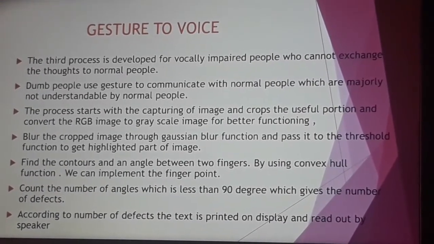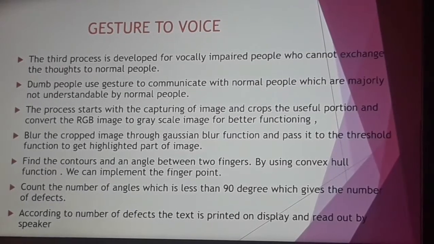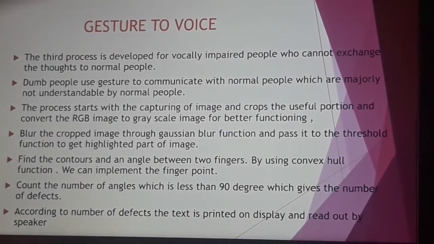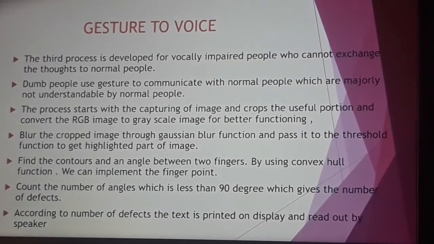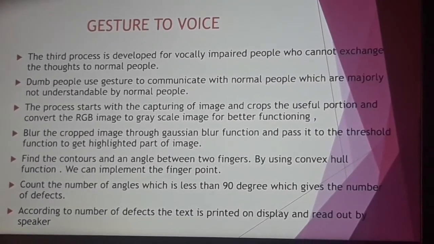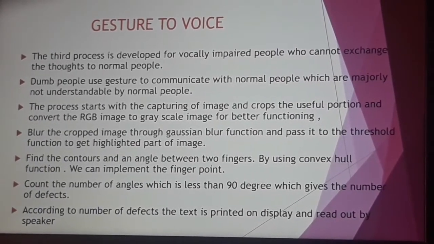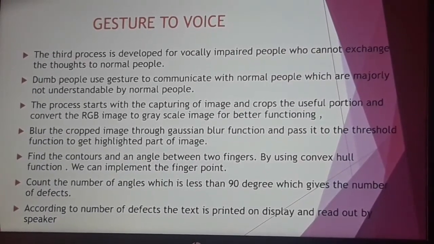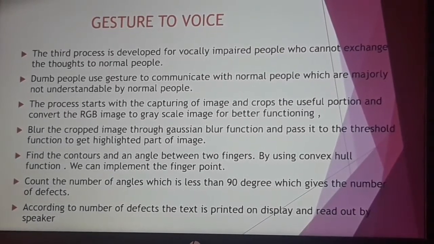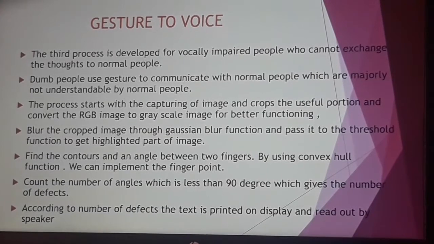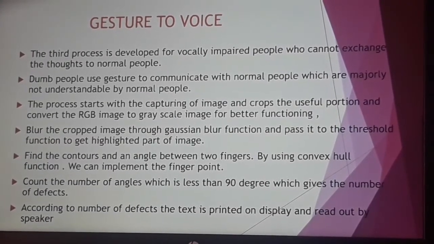The process starts with capturing an image and cropping the useful portions, and then converting the RGB image to grayscale for better functioning. The cropped image is blurred by the Gaussian blur function, and it passes to the threshold function to get the highlighted portion of the image, and it contours between two fingers by the convex hull function.